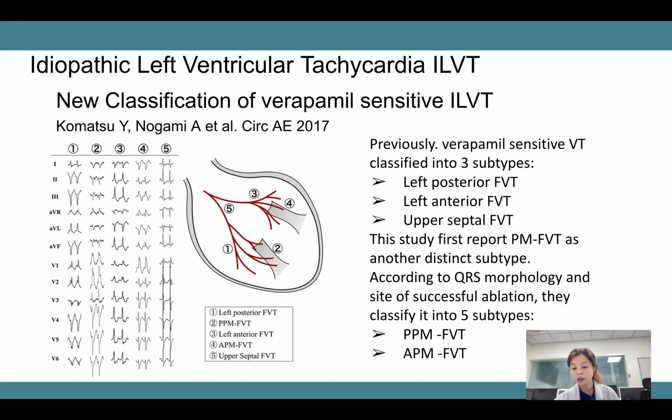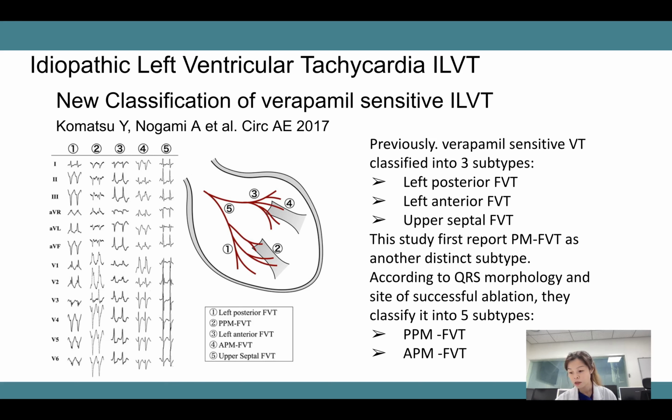So this case demonstrated that fascicular VT can be effectively treated by catheter ablation, and ablation at the P1 site is very promising. So it is very important for us to know the mechanism of fascicular VT, which could guide our successful ablation. Fascicular VT is the most common idiopathic VT at the left ventricle.